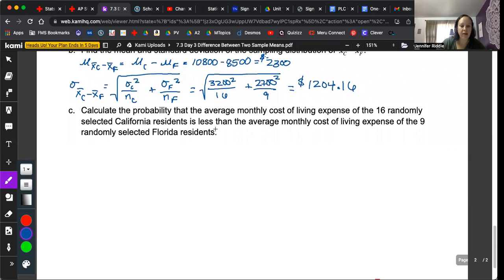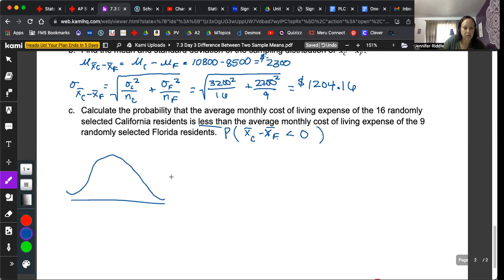Since I'm looking for California to be less than the cost for Florida, remember I've been looking at X bar C minus X bar F. If California is less than Florida, then I'm looking for that number to be less than 0. So I'm looking for the probability that X bar C minus X bar F is less than 0. It's going to be negative. So let's figure that out.